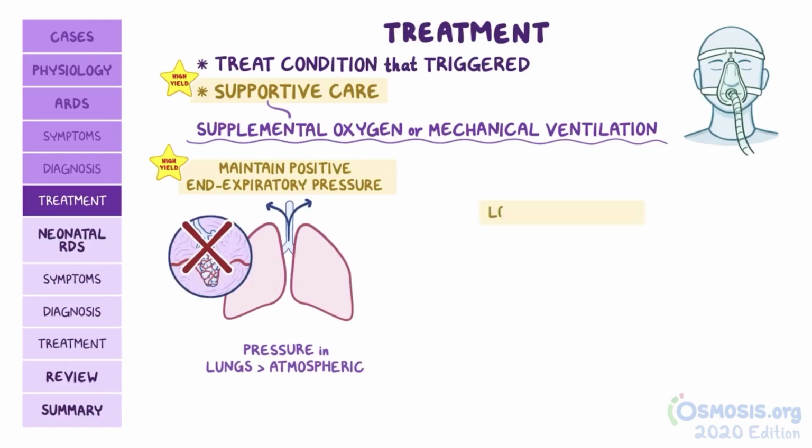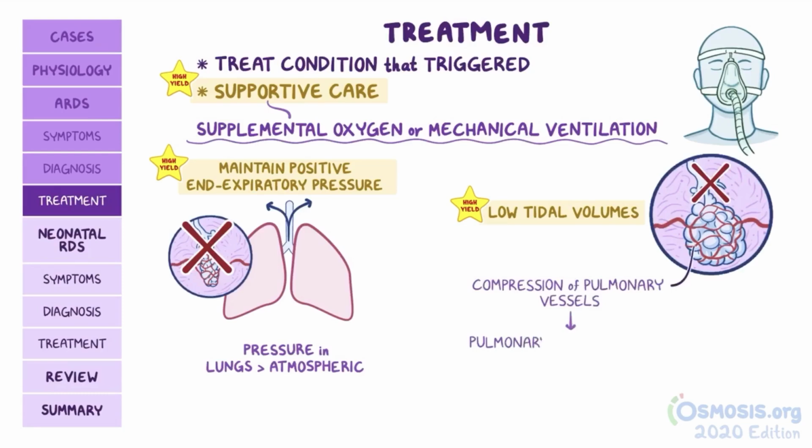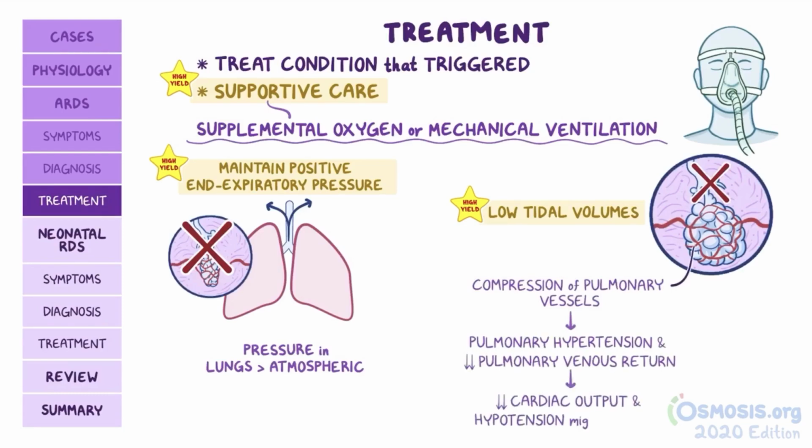It's also good to have low tidal volumes to prevent overinflation of the damaged alveoli. Another important thing to watch out for is positive pressure ventilation, which can cause compression of pulmonary vessels, which leads to pulmonary hypertension and decreased pulmonary venous return. This will reduce cardiac output and hypotension might worsen.